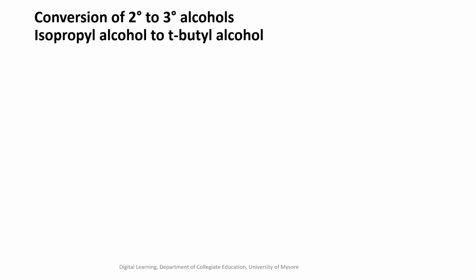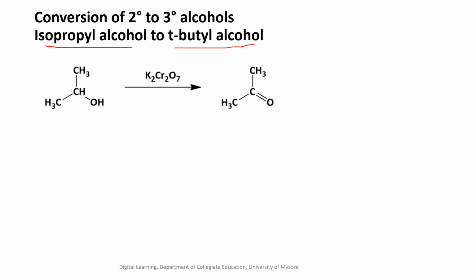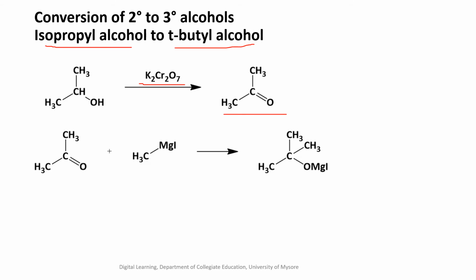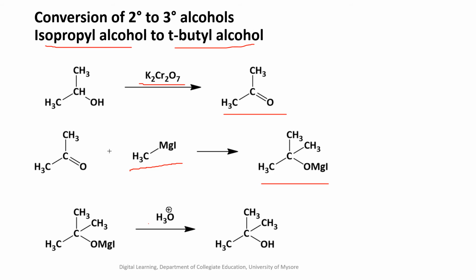Okay, now we will see the conversion of secondary alcohol to tertiary alcohol. The example taken here is isopropyl alcohol conversion to tertiary butyl alcohol. In the first step, this isopropyl alcohol undergoes oxidation in presence of potassium dichromate forming acetone, and the acetone further reacts with methyl magnesium iodide forming an addition product, and this further undergoes hydrolysis forming tertiary butyl alcohol.